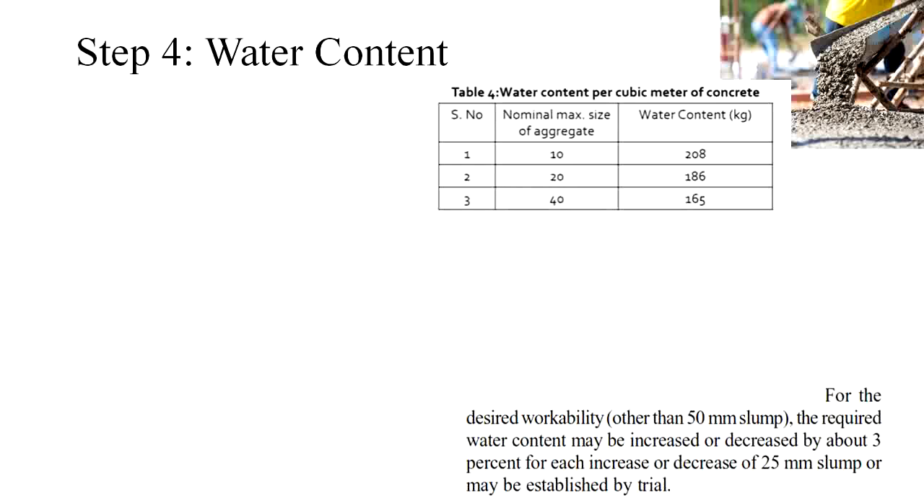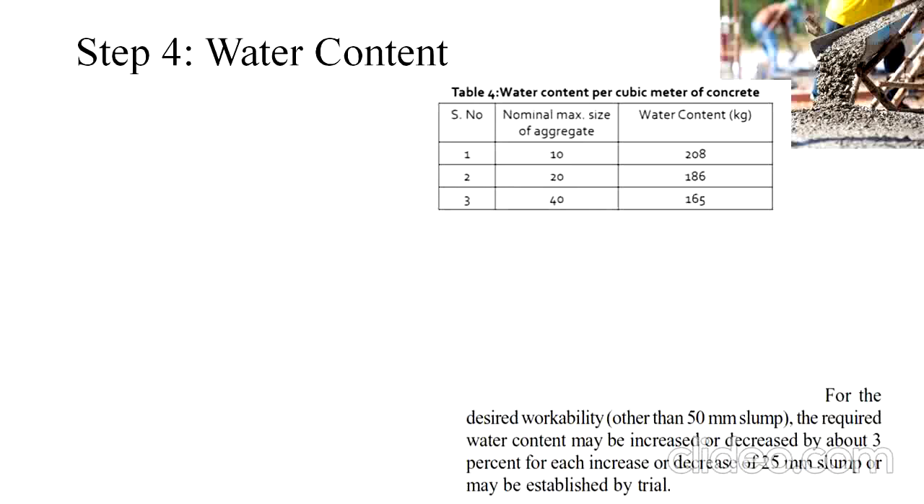Next, we'll be moving on with the water content. From table 4 of IS 10262 of 2019, the maximum size of aggregate we are using is 20 mm. Therefore, the water content is 186.